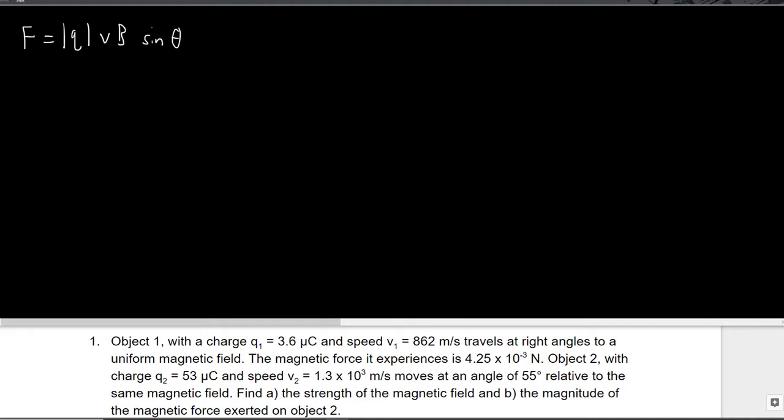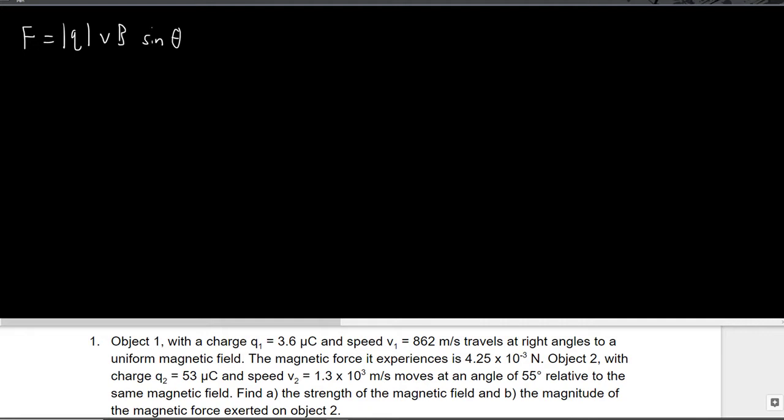Now we're going to look at the flip of that. So that was a charge creating a magnetic field. Today we're going to look at what effect a magnetic field has on a moving charge.